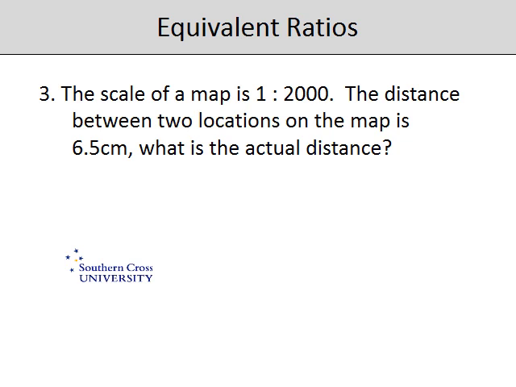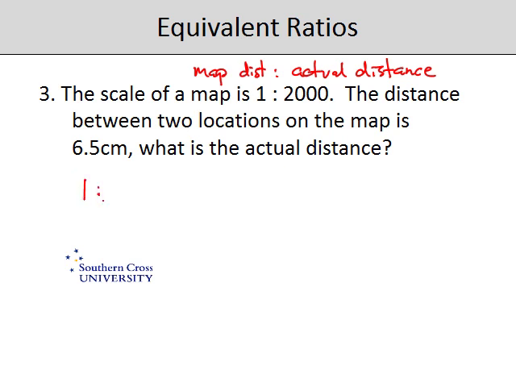Okay, we go to maps now. Now, maps can be easy, they can be quite difficult. The scale on a map is 1 to 2000. So remember that the first number refers to a map distance, and the 2000 refers to an actual distance. The distance between two locations on the map is 6.5 centimetres. What is the actual distance?